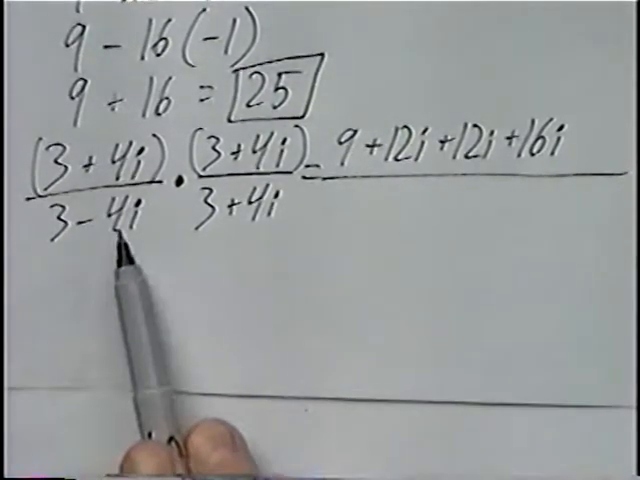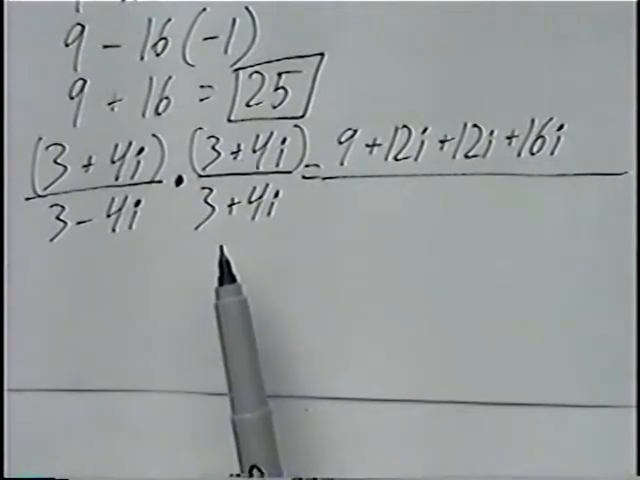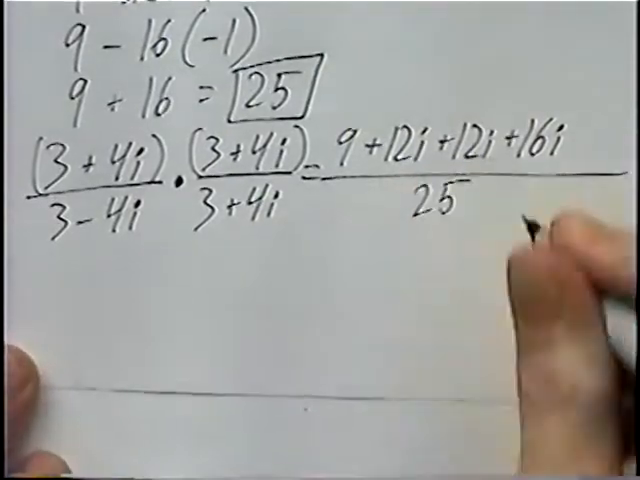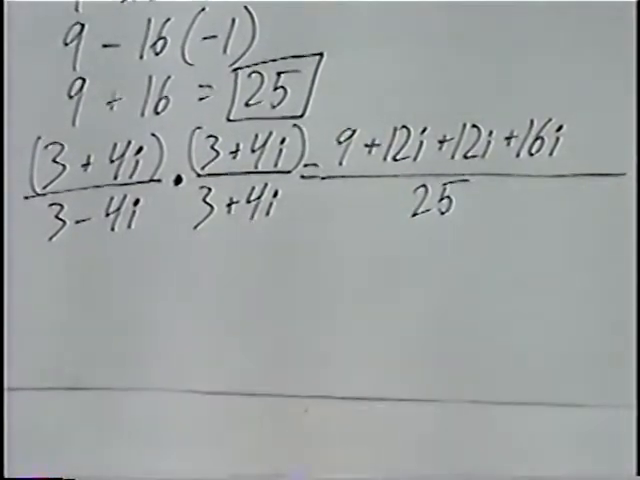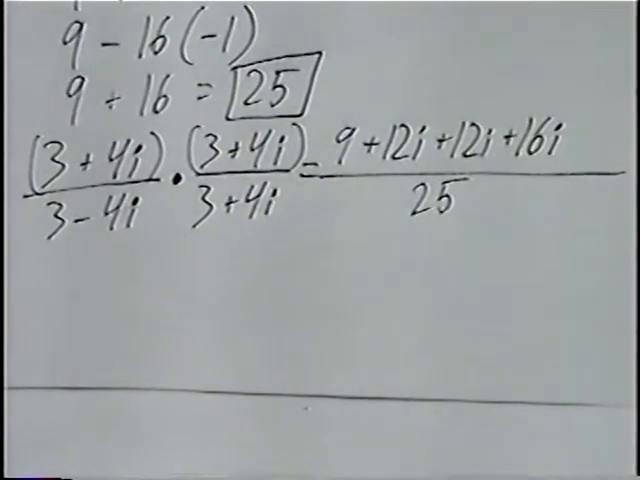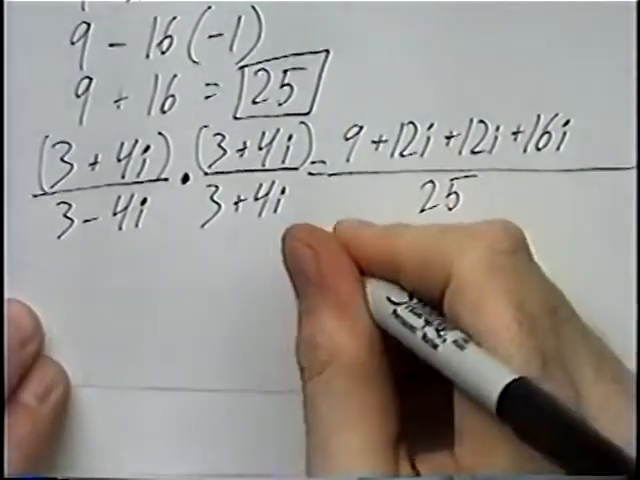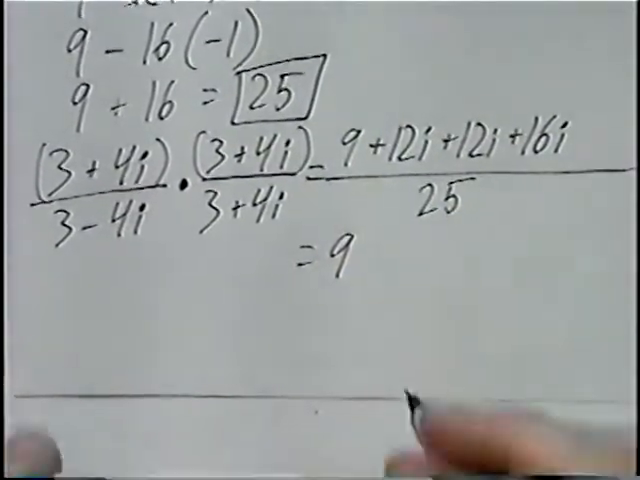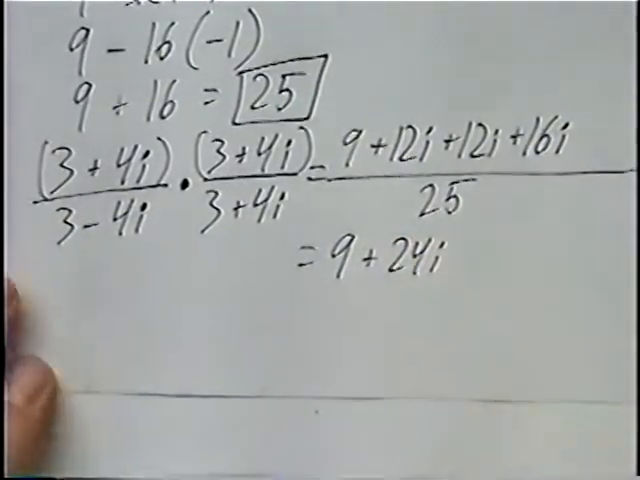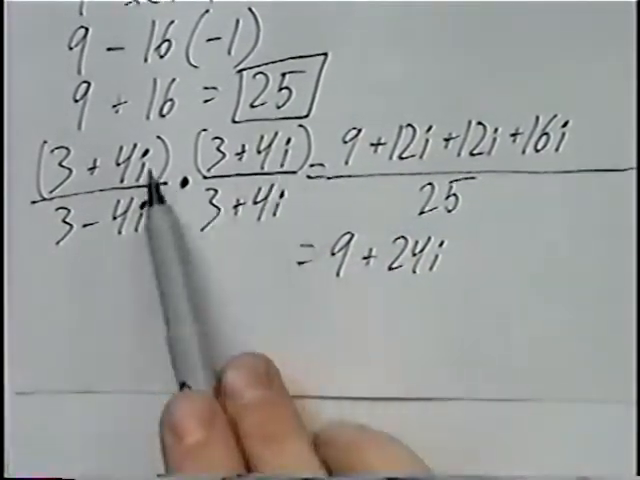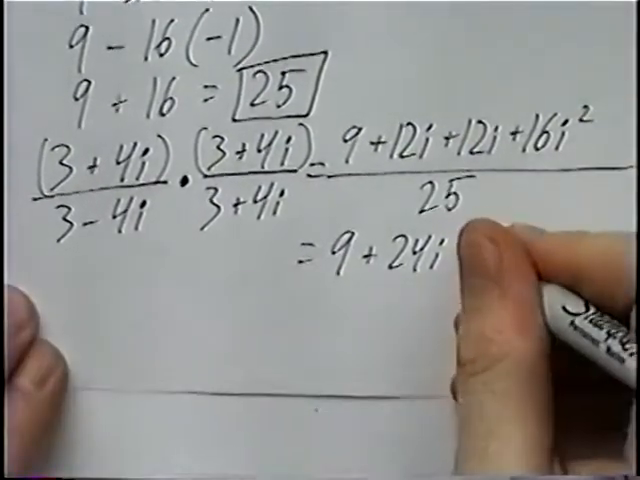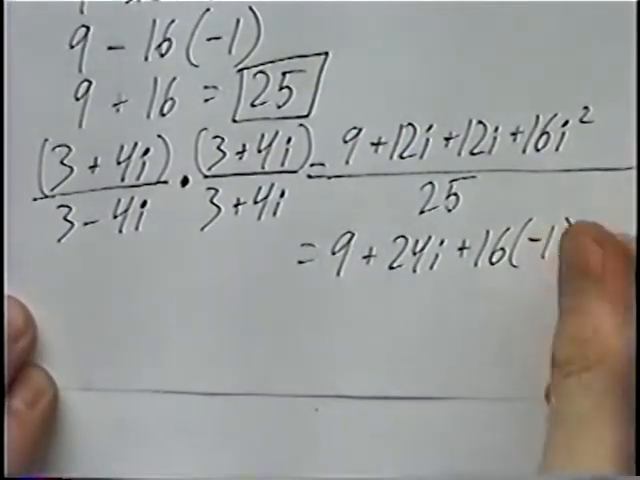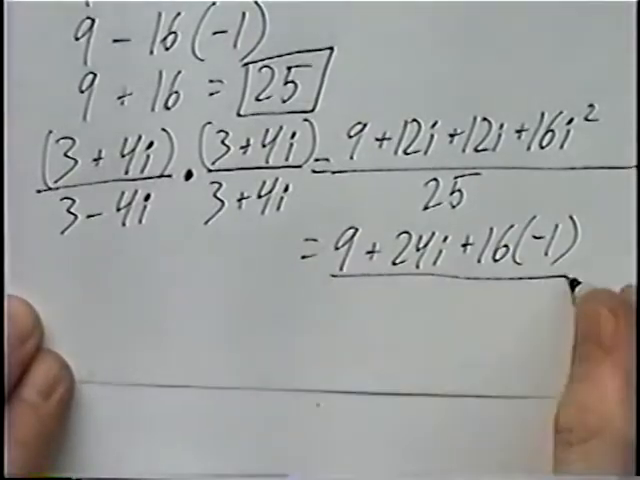Multiplying the denominators, 3 minus 4i and 3 plus 4i. That's the same as the previous question we just did, which was equal to 25. Simplifying the fraction, 9 would stay the same. 12i plus 12i would be 24i. And the 16i was actually i times i, that would be i squared. And we'll have 16 i squared, looking back at the table, which is negative 1, over 25.